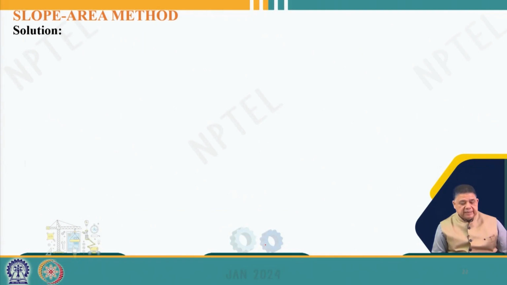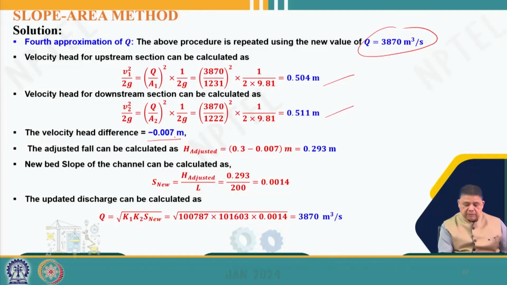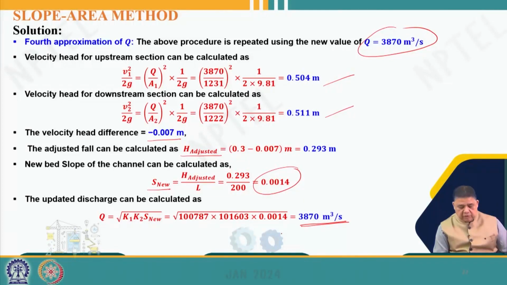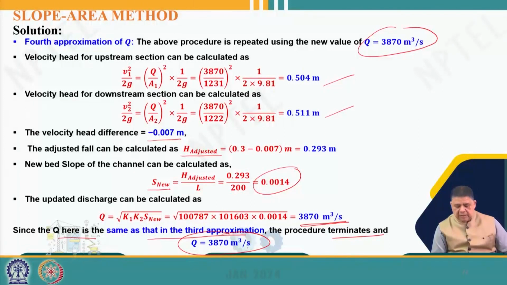With this we go to the next approximation, with Q equals 3870. We calculate the velocity head at section 1 and section 2, and the velocity head difference, which comes out to be 0.007. We get H adjusted and S new, which again comes out to be 0.0014, and the discharge comes out to be 3870. If you remember, this Q is the same as that in the third approximation. So, the procedure terminates here, with the discharge measurement being 3,870 cubic meter per second.